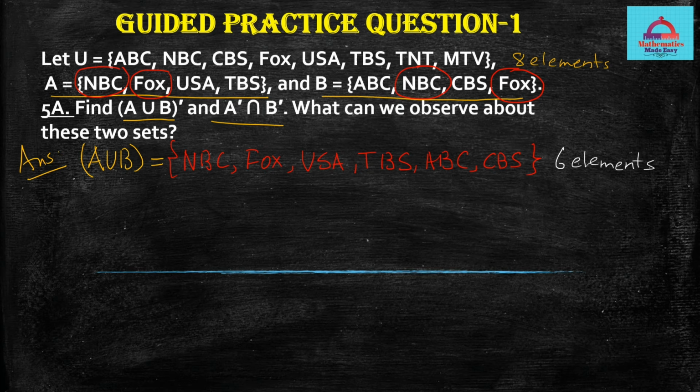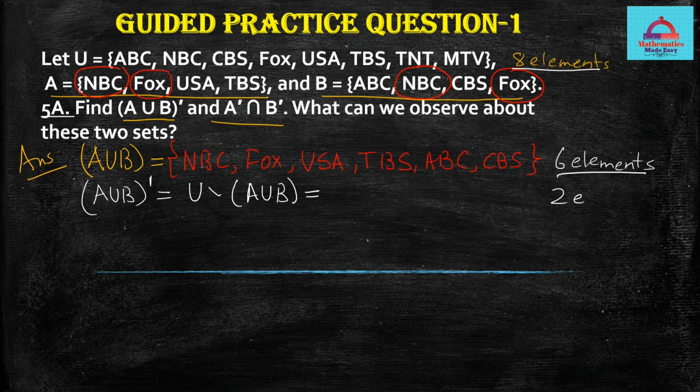Now I need to take the complement. So A union B complement, by definition of complement, would be the universal set minus A union B. So from this set of 8 elements, I'm going to remove the 6 elements. So definitely there will be 2 elements which will be left. So let's find which are these 2 elements. I'm going to be using a yellow color here. So I'm going to remove A union B from this set.